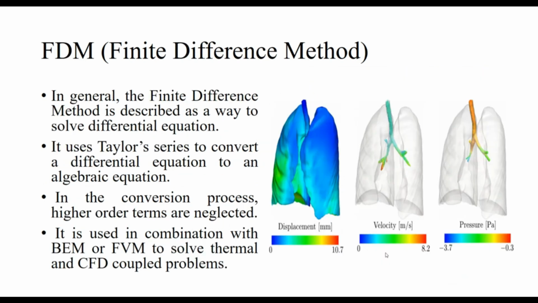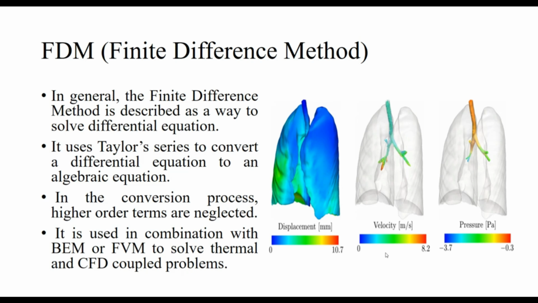Then the next method is the finite difference method. So coming to the finite difference method, it can be said as a combination of boundary element method and the finite volume method, and generally this particular FDM is very much applicable to solve CFD or thermal coupled problems. So coming to what is FDM, the finite difference method is a way in which we can solve differential equations.